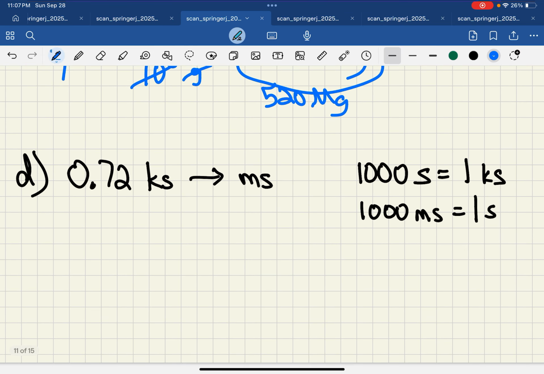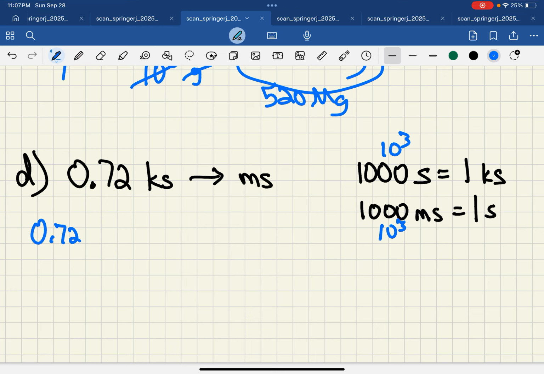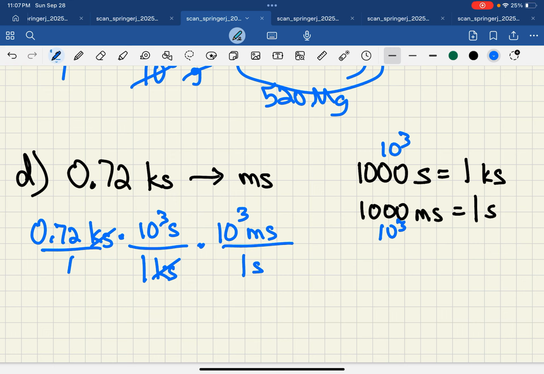All right, kiloseconds to milliseconds. There's a couple of conversion factors you need. You could say 10 to the 3rd and 10 to the 3rd, right? You could do that. 0.72 kiloseconds. I know that there are 10 to the 3rd seconds in 1 kilosecond. So the kiloseconds are canceling, and I know there are 10 to the 3rd milliseconds for 1 second. So the seconds are canceling. So it's 0.72 times 10 to the 3rd times 10 to the 3rd, which is the same thing as 0.72 times 10 to the 6th.